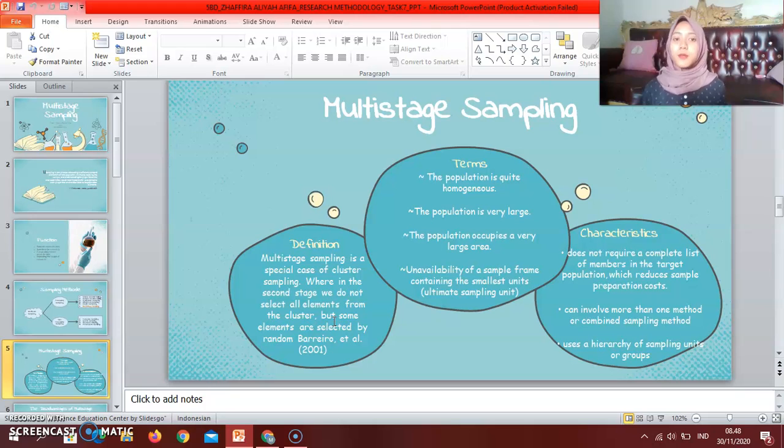And multistage sampling has several characteristics. First is that it does not require a complete list of members in the target population, which reduces sample preparation costs. Second is it can involve more than one method or a combined sampling method. Third is it uses a hierarchy of sampling units or groups.